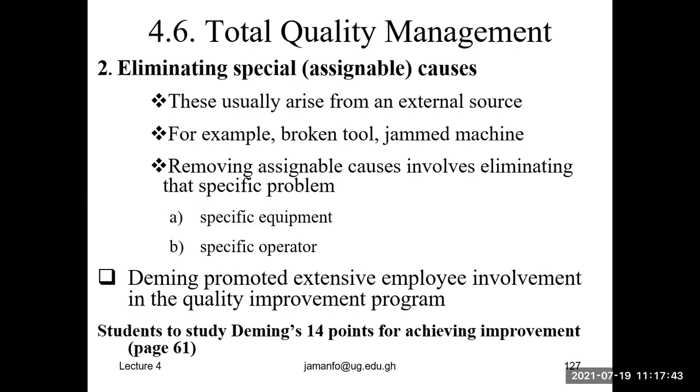So they should stop depending on inspection because it doesn't contribute to any value. Next point: use a single supplier for any one item. So it goes on and on. He did a prescription for Japanese companies to follow, and it has become quite popular. Deming's 14-point approach to quality improvement. What's the last point? 14.